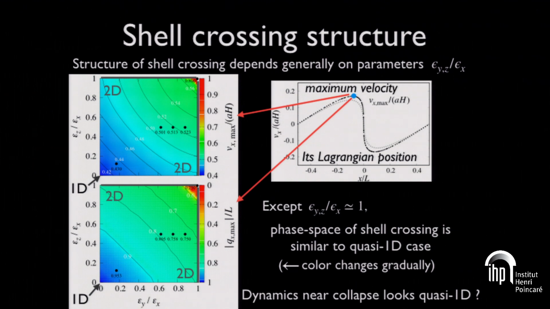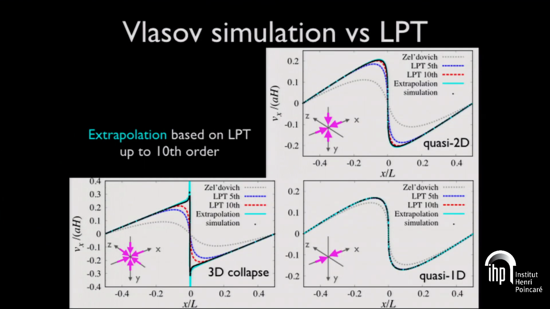And you see some color gradations. This just indicates the amplitude of the maximum or Lagrangian position. And you see the color gradually changes, meaning that the structure of shell crossing has not changed so drastically, and rather it's close to the one-dimensional case that we are looking at like this.